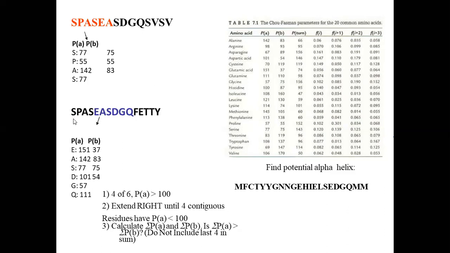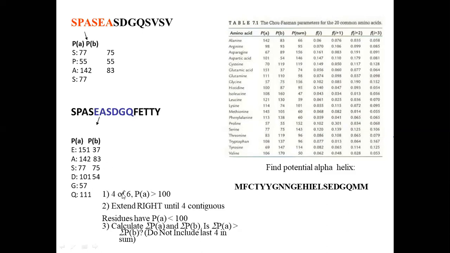Now we have another peptide, SPASEASDGQEFETTY. So here you can see 1, 2, 3, 4, 5, 6 amino acids, and these 6 amino acids are in blue color. So here we have the propensities of these 6 amino acids, and we can calculate.